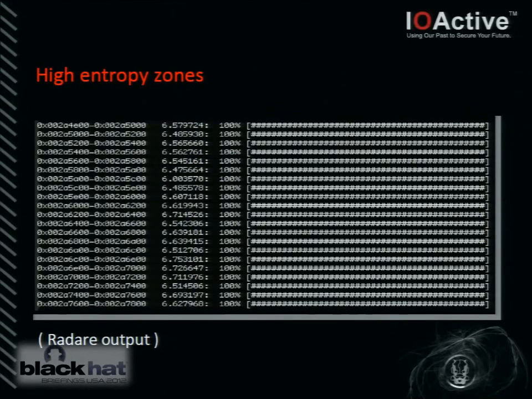Usually high entropy zones mean that there is something interesting, for example, something compressed or something encrypted. So there are some tools out there. For example, there are some Python scripts, an IDA plugin, if I remember well. In this case, I'm presenting the output of a great tool called Radare, which can calculate the entropy of the blocks.